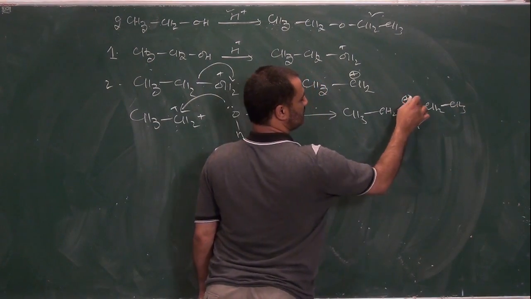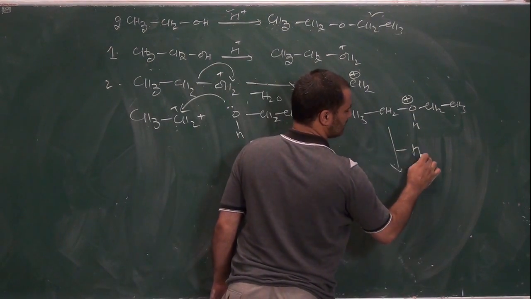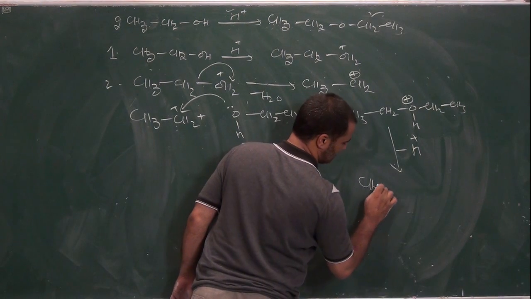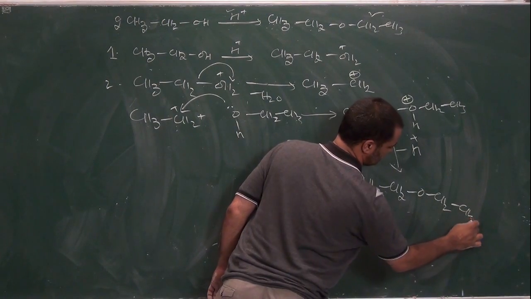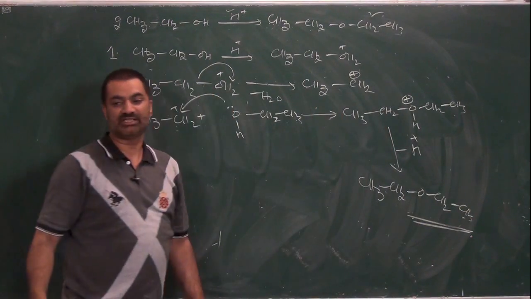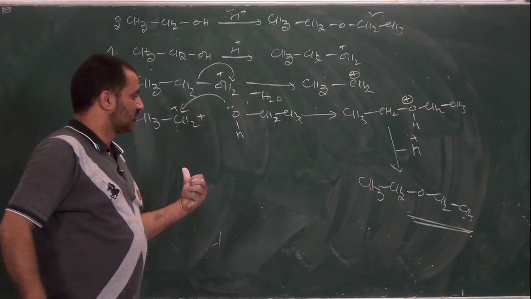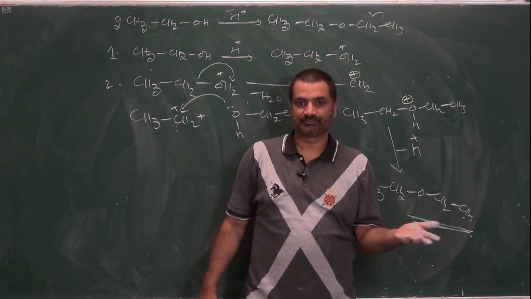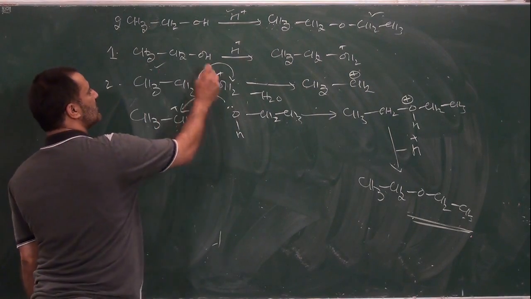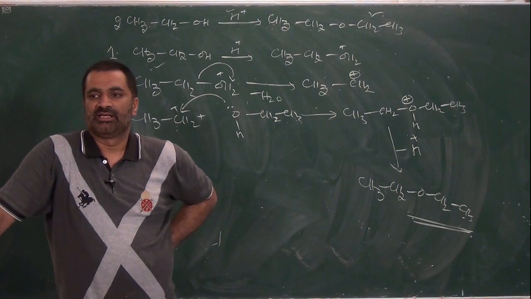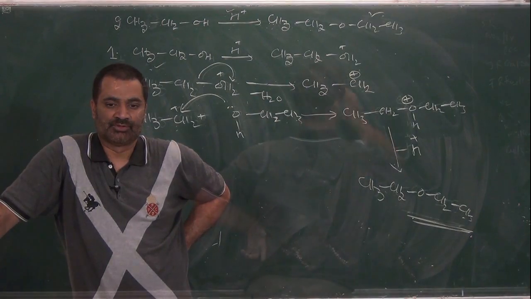This is a protonated ether. This is unstable, so what will it do? It loses this proton, so it forms CH3CH2OCH2CH3. So this substitution is intermolecular dehydration. By this intermolecular dehydration, ethers are formed. So this was about dehydration, and dehydration comes under the title of cleavage of the carbon-oxygen bond. So that's all.